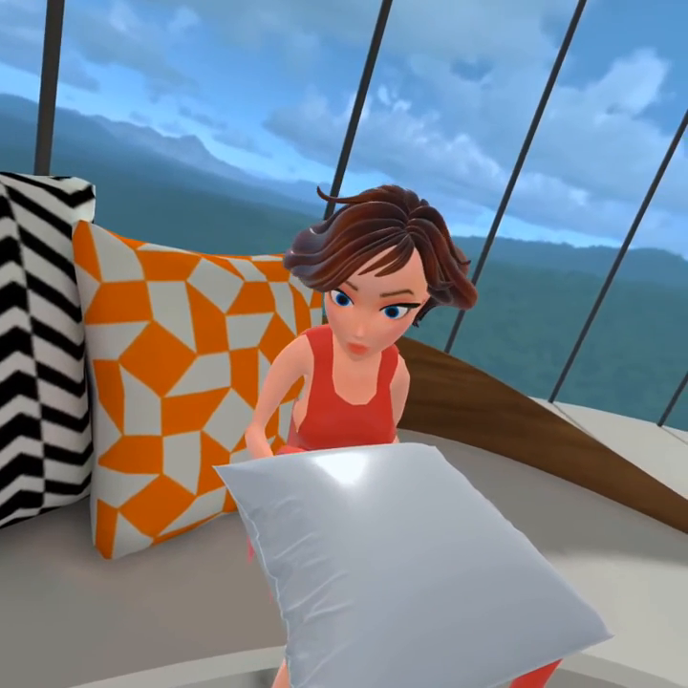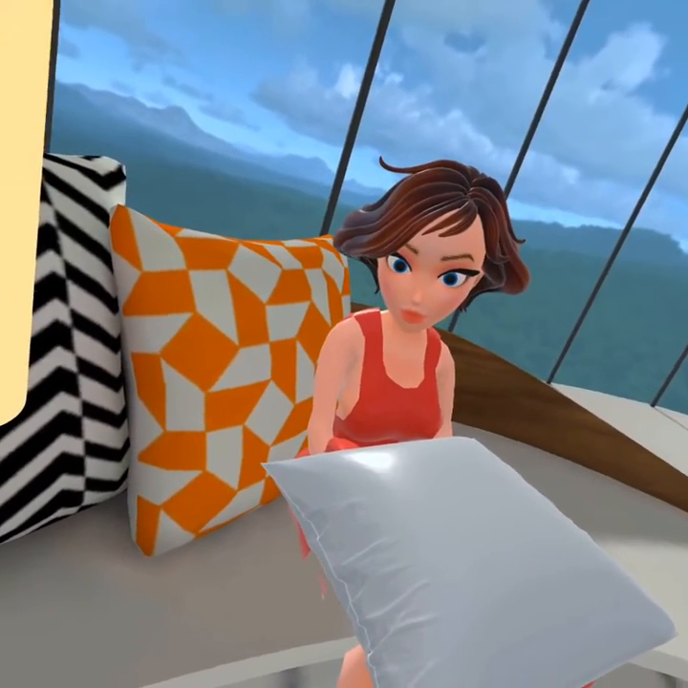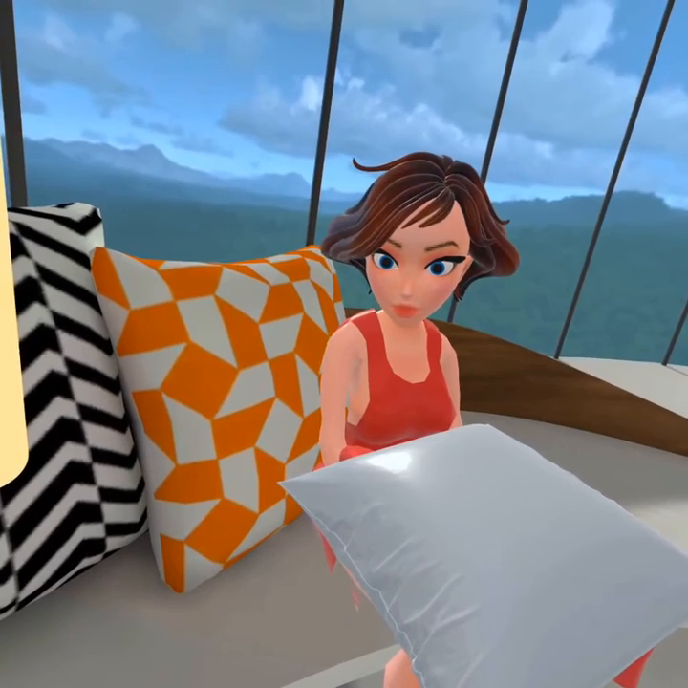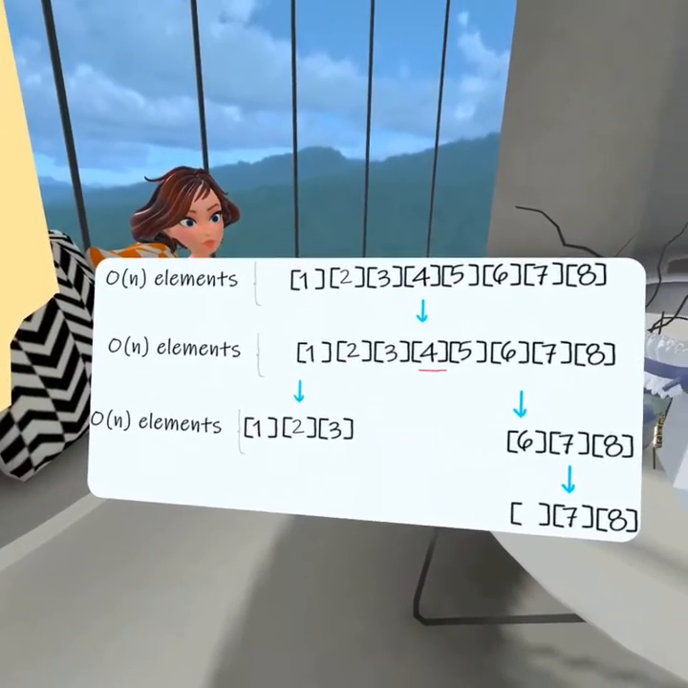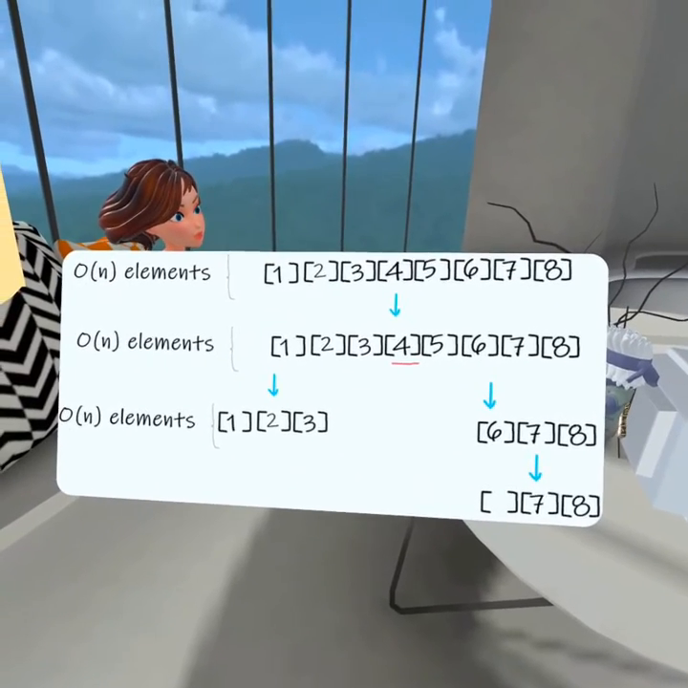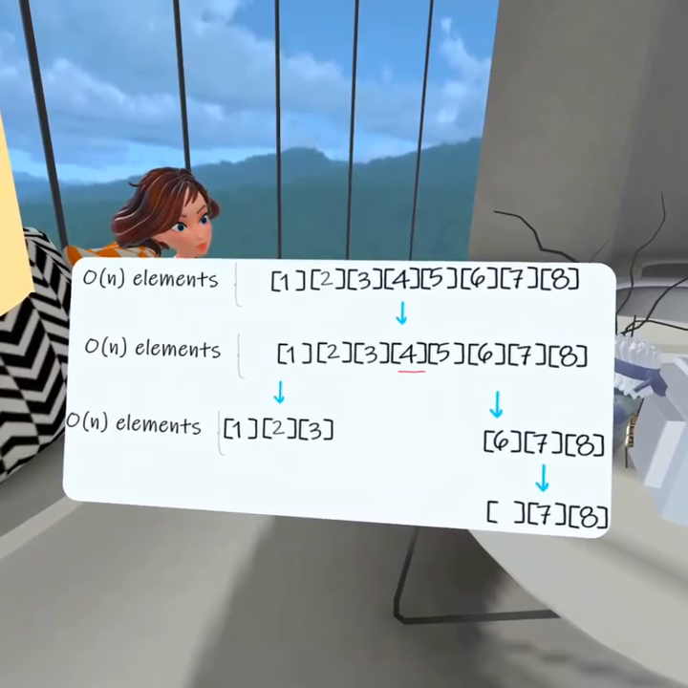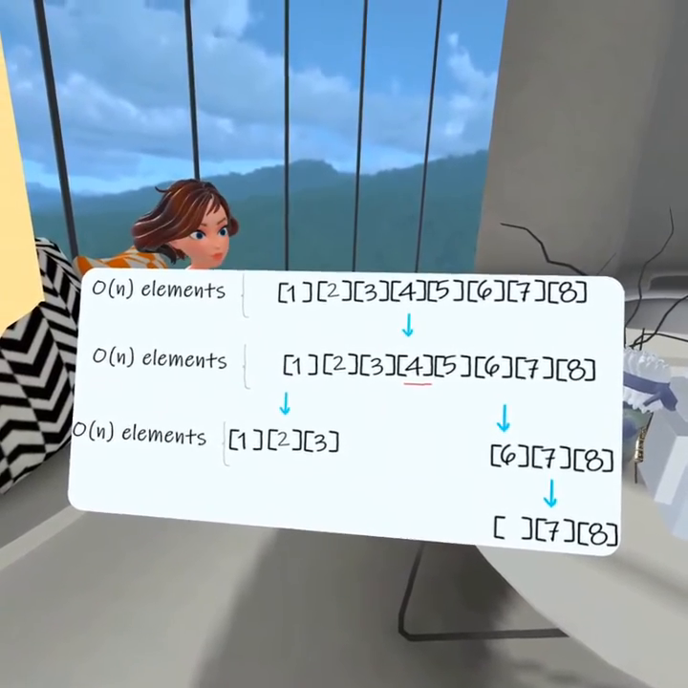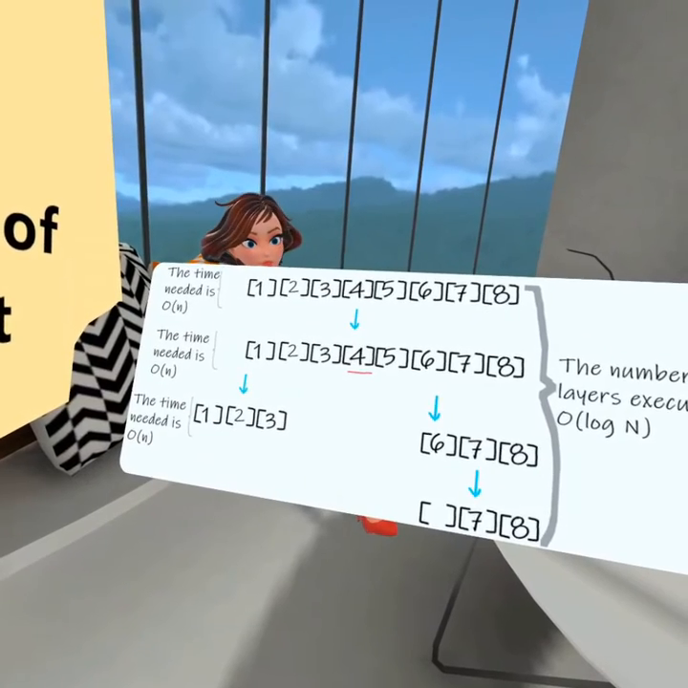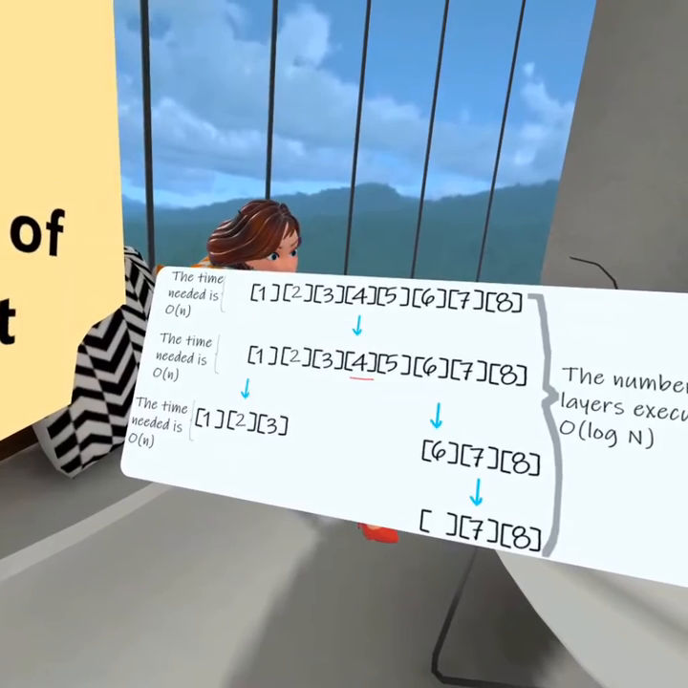In the first layer of the call stack, all 8 elements are involved, but in fact, O(n) elements are involved in each layer of the call stack. Even if the array is divided in different ways, O(n) elements will be involved each time. Therefore, the time required to complete each layer is O(n).